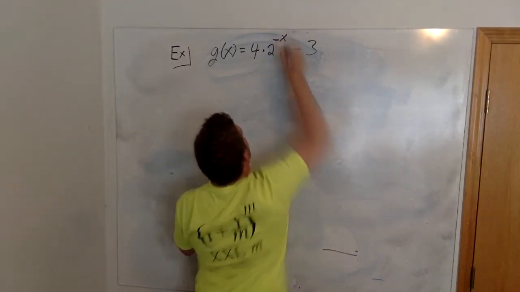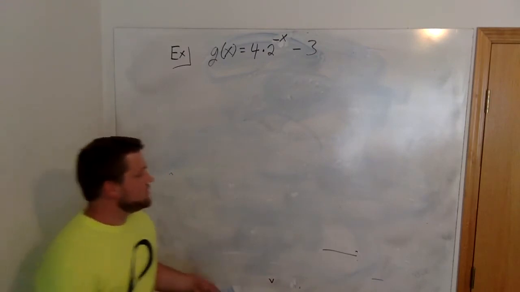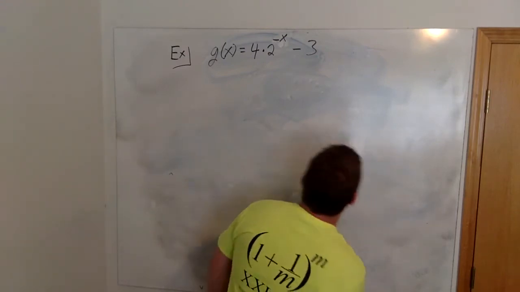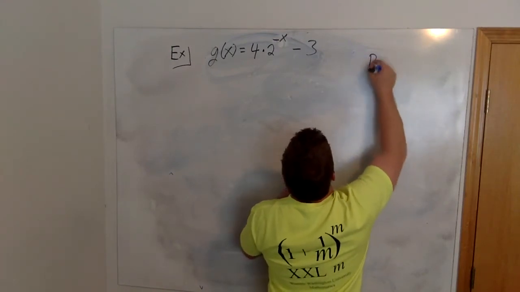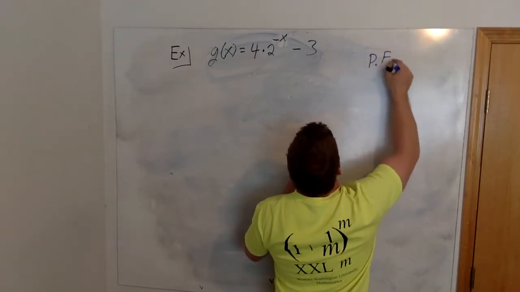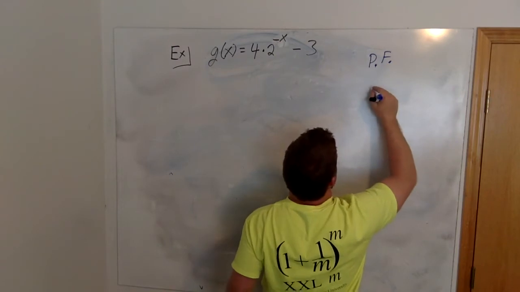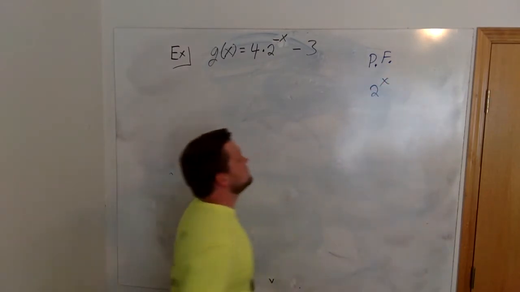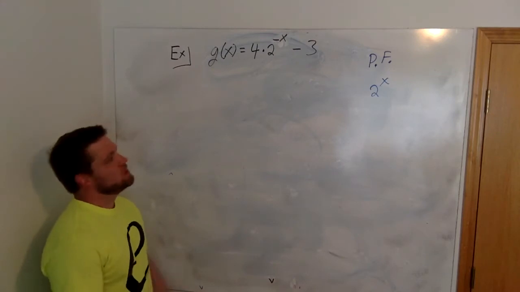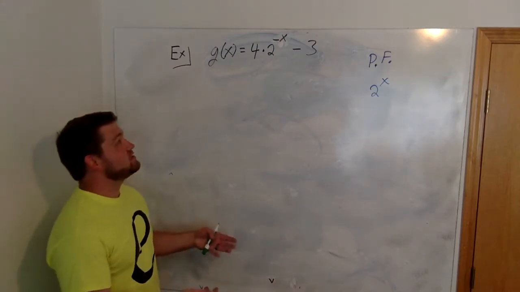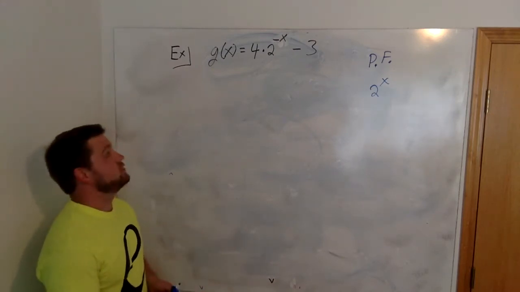Negative x. Okay. So let's first think about what our parent function is. Okay, so our parent function. Well, I hope you see that 2 to the x is the simplest exponential function we can get out of here. And what we're doing to 2 to the x is we're actually doing 3 different things to it.